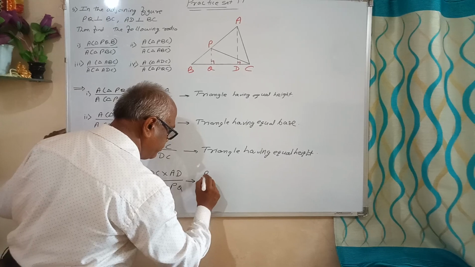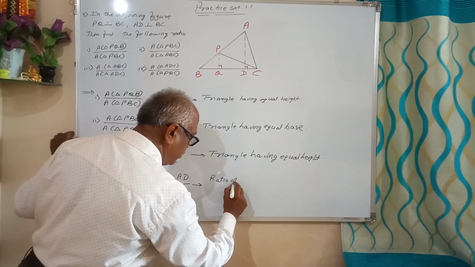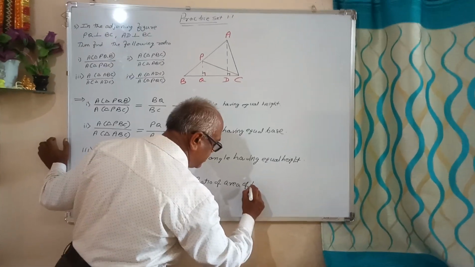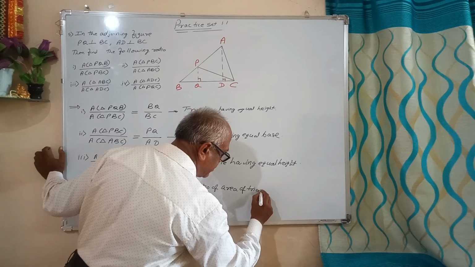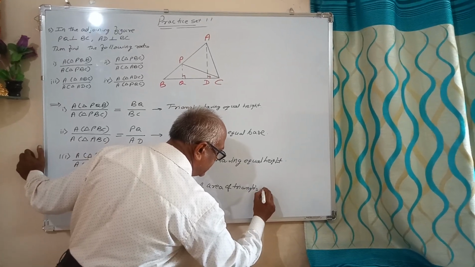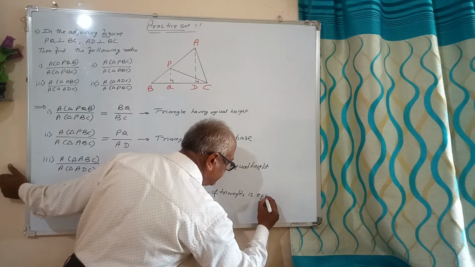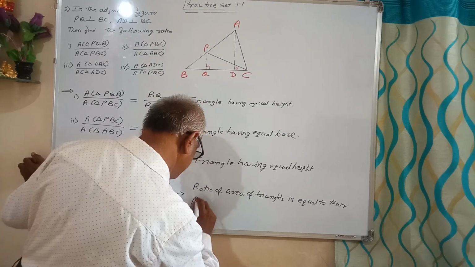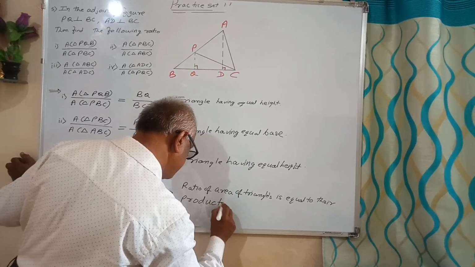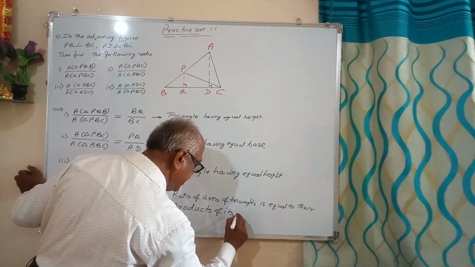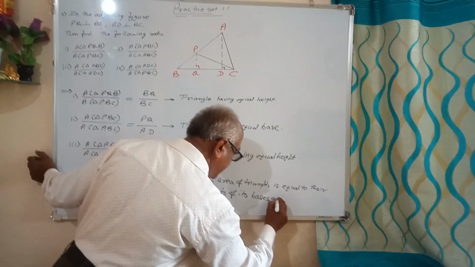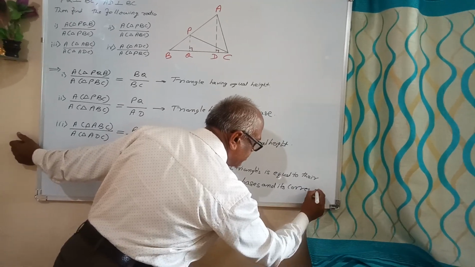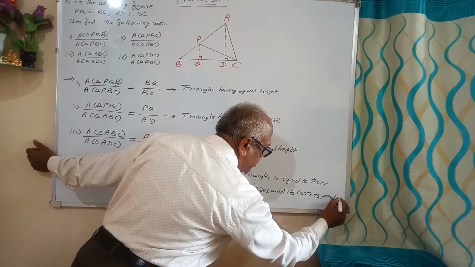That is, the ratio of the areas of triangles is equal to the product of their base and its corresponding height.